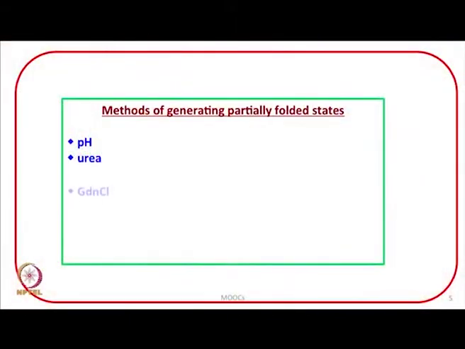Urea can also disrupt the protein structure by directly interfering in the intramolecular hydrogen bonding in protein. Therefore, urea is another molecule which can push the native state of a protein to an intermediate structure. Now let us take a look at the next one. Next is guanidinium hydrochloride or guanidinium chloride. Guanidinium chloride is another molecule which is known as a protein denaturant.